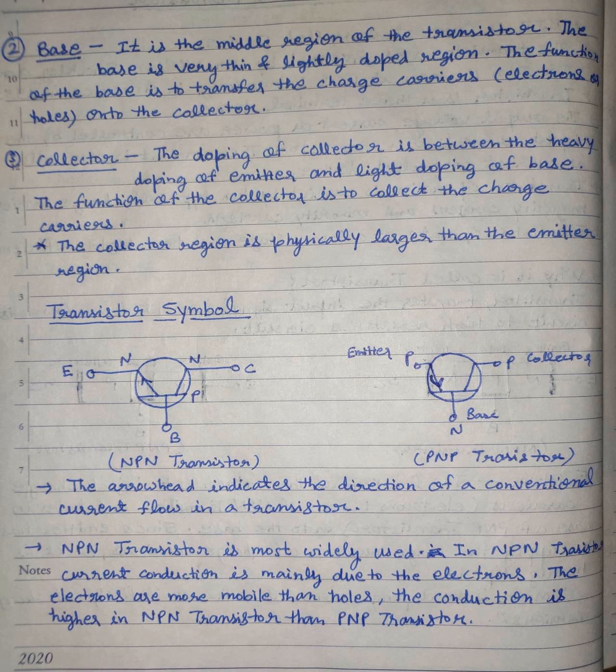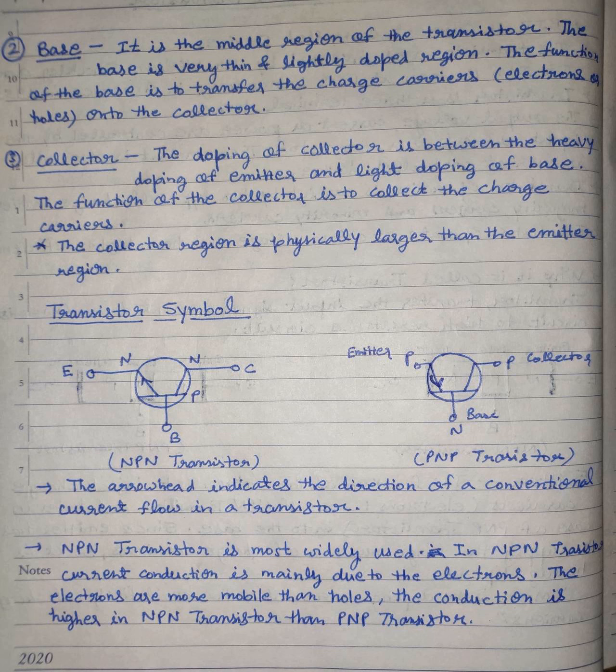The third terminal is the collector. The doping of the collector is between the heavy doping of the emitter and the light doping of the base. The function of the collector is to collect the charge carriers. The important point about the physical size of the emitter, base and collector is that the collector region is physically larger than the emitter. It means physically the largest is the collector, then the emitter, and the base is very thin.